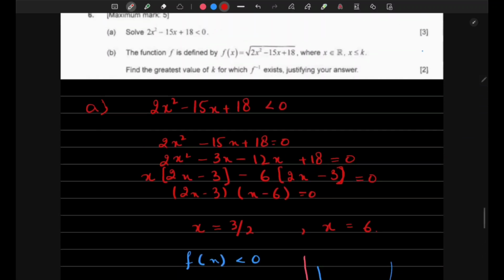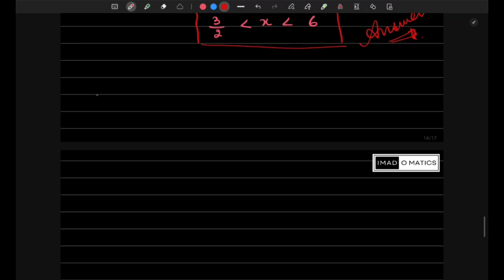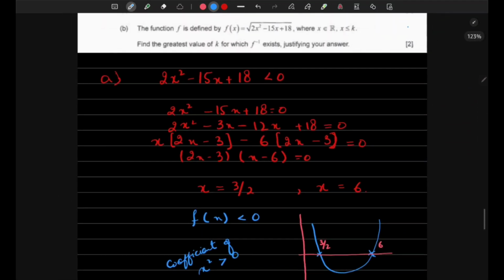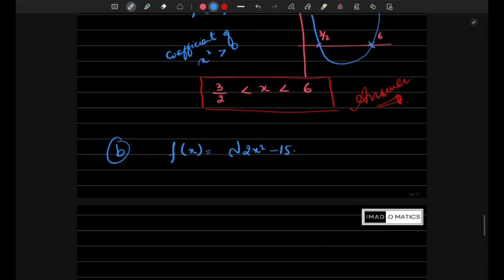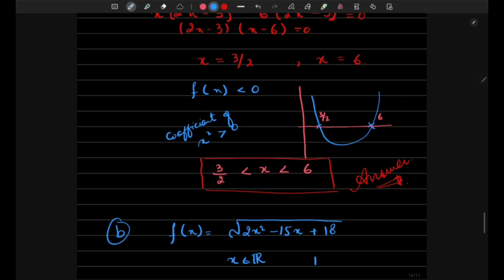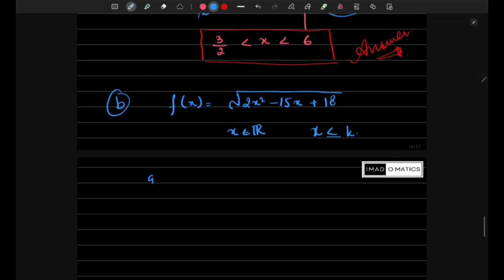Now see part B. The function f is defined by f(x) = √(2x² − 15x + 18), where x belongs to R and x is less than or equal to k. We have to find the greatest value of k.